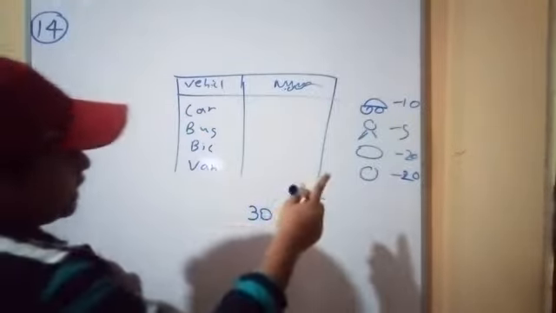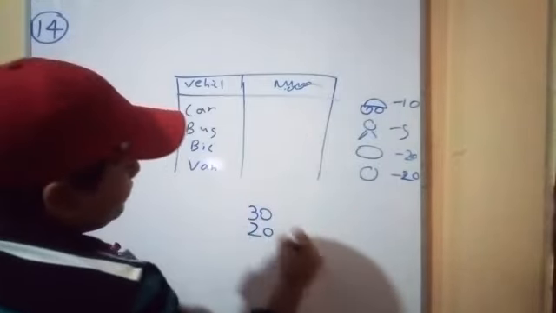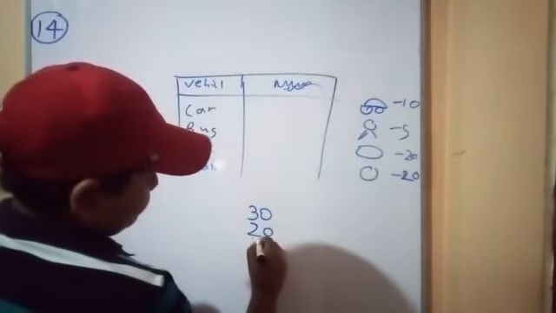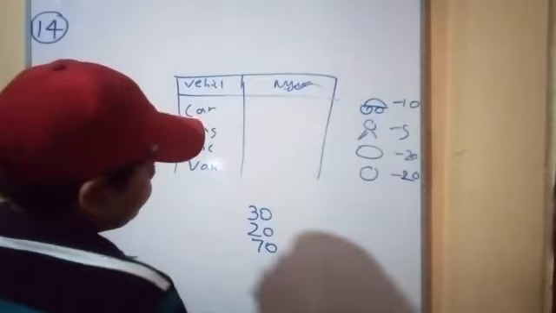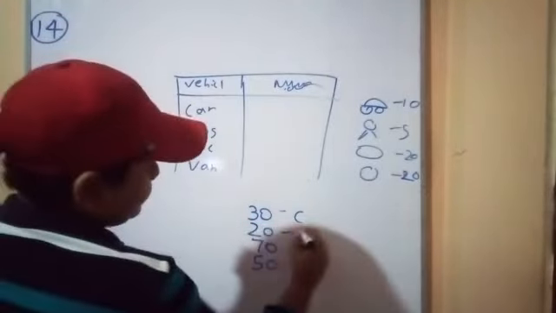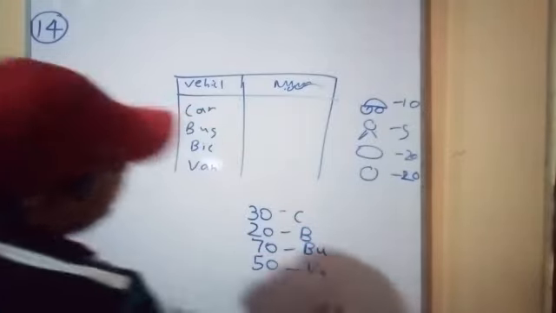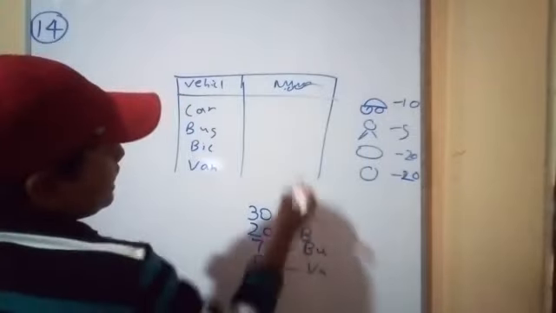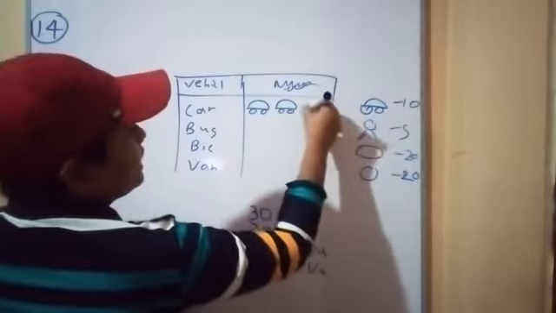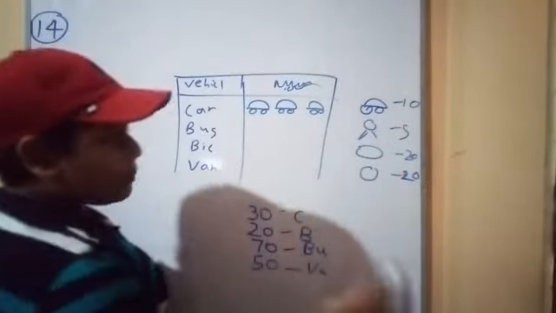The 30 cars that go, 20 bicycles, 70 buses, 50 vans. These are car, bicycle, bus, van. Okay, let's identify. Now, for the cars, one car is 10. So, 10, 20, 30. Now a picture graph. This is the picture graph.